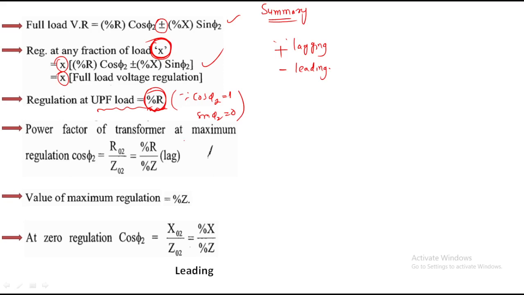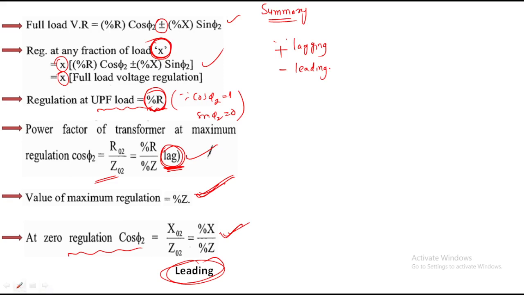Then the power factor of the transformer at maximum regulation is nothing but what? At maximum regulation it is R by Z. That is, the voltage regulation is maximum during lagging condition, and this is the power factor during lagging condition. The value of maximum regulation is what? Percentage Z, right? We have derived this. Like that, the value of zero regulation is possible at leading only, and this is the value of power factor.